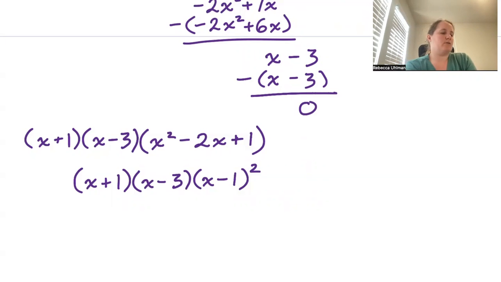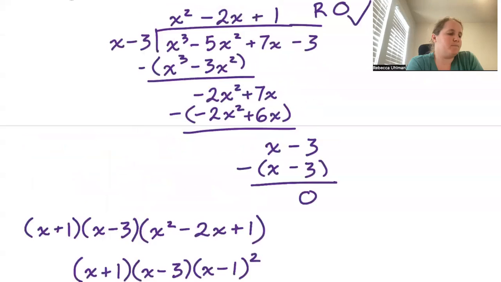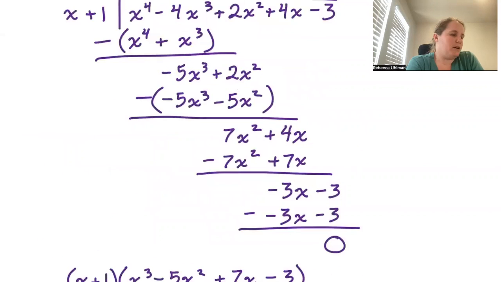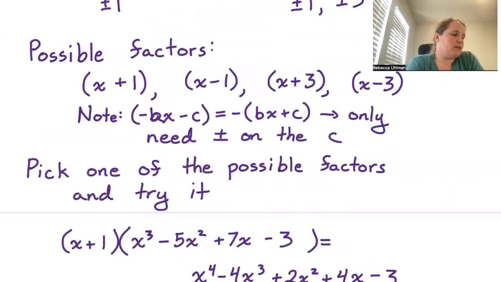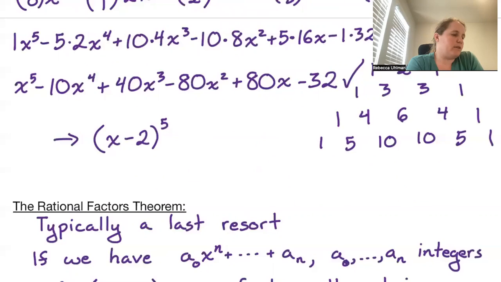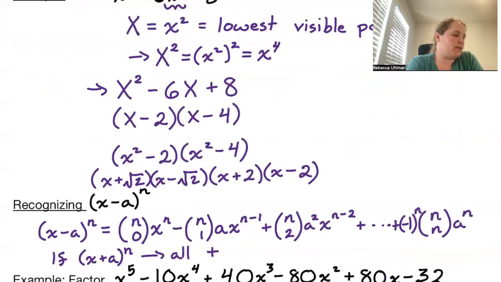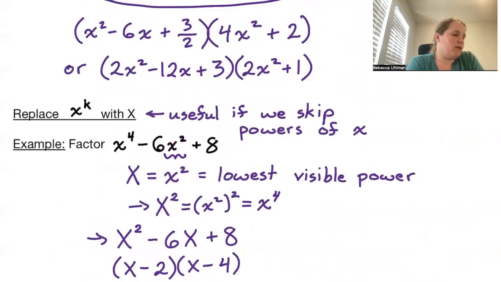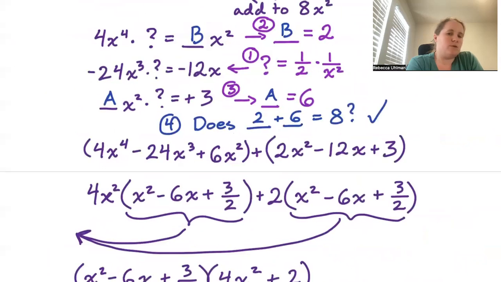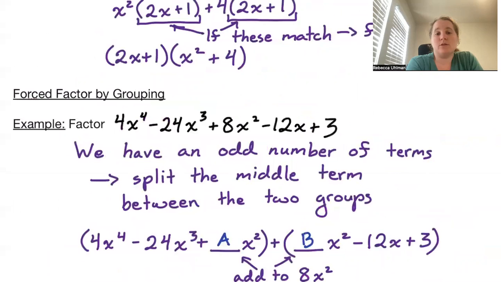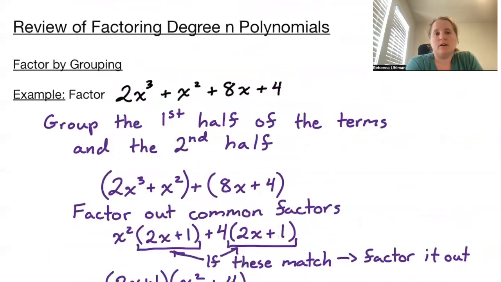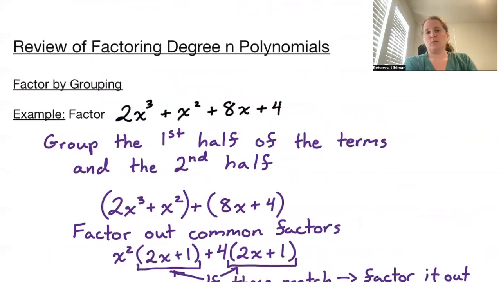So I tend to use this one as a last resort. And I tend to prefer some of the other techniques that we had available to us. So whether you spot a special power, or you can do your forced factor by grouping, or just your regular factor by grouping. Those are all much more convenient and typically faster.